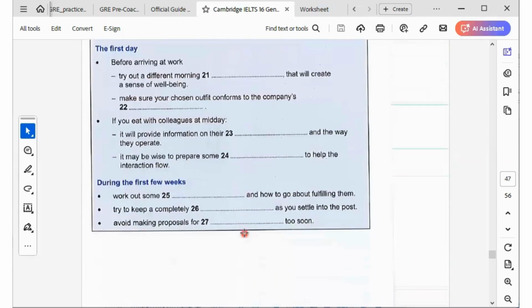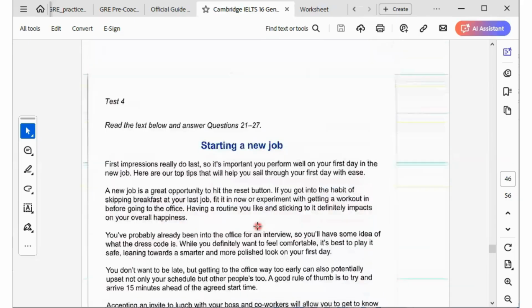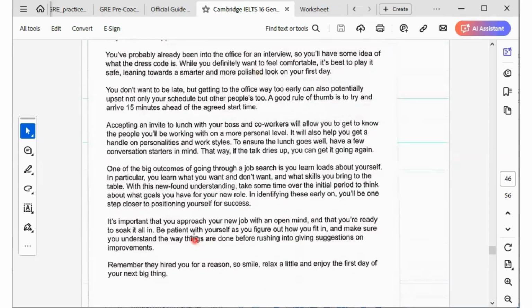Hold on, let's go back to the question. Try to keep a completely dash. So it says, be patient with yourself as you figure out how you fit in and make sure you understand the way things are done before rushing into giving suggestions on improvements. Our word should be in this gap.